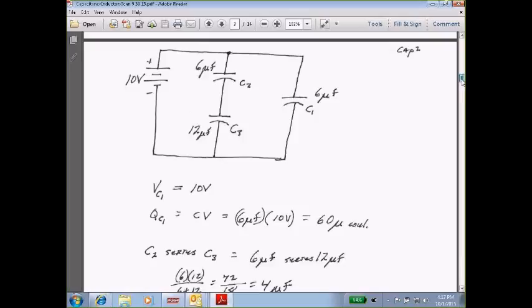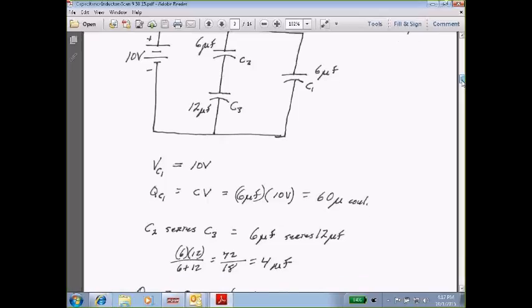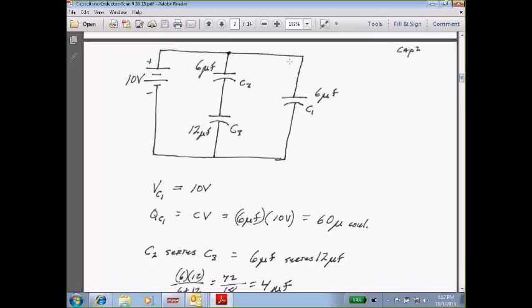Okay, looking at this one, again, we're looking at steady state, and we are not going to worry about the charging cycle yet. We'll get to that in just a couple of minutes. Okay, let's find the voltage across C1. C1 would be 10 volts because it's in parallel with the 10-volt source. So I got 10 volts from here to here, got 10 volts from here to here, also have 10 volts across C1. The charge for C1, 6 microfarads times 10 volts, is 60 microcoulombs.